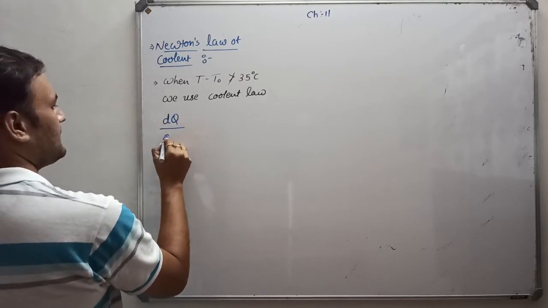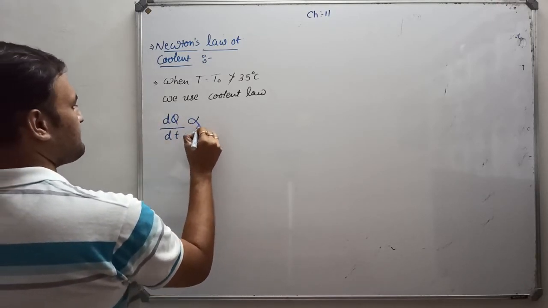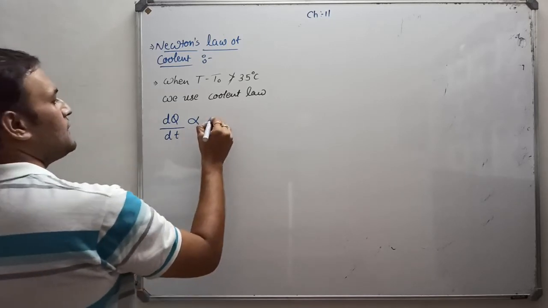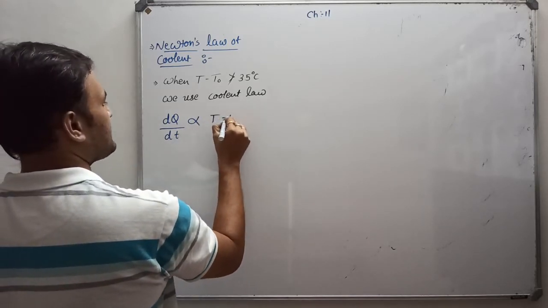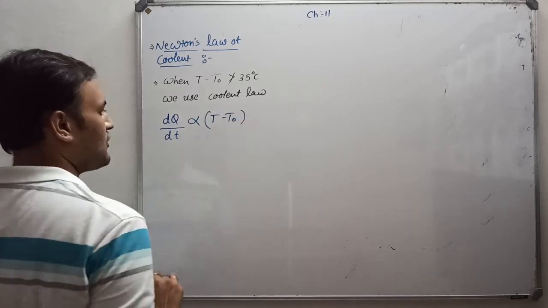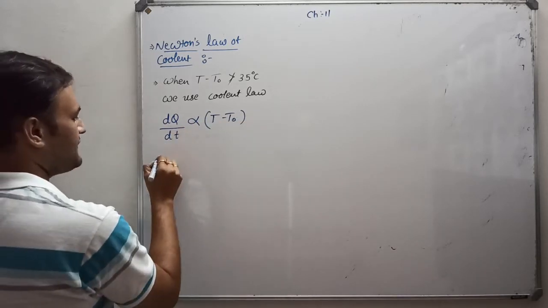dQ by dt, it is proportional to T minus T0. Here the fourth power does not come. Okay, so dQ is equal to what?